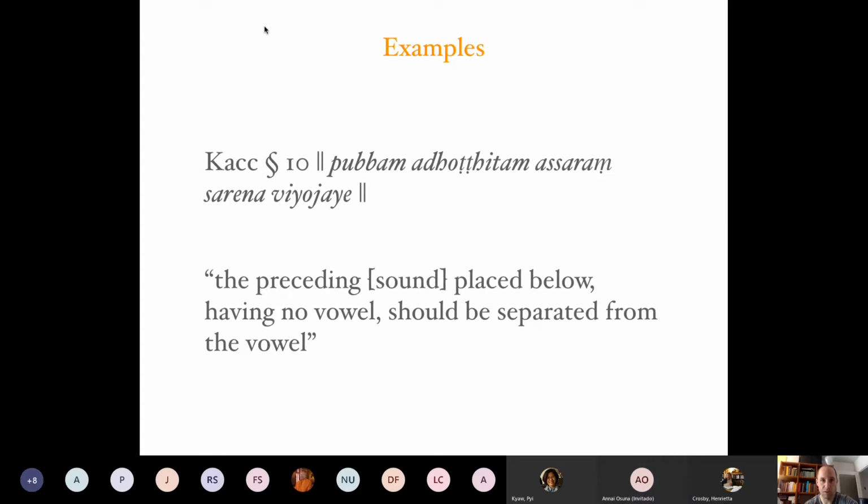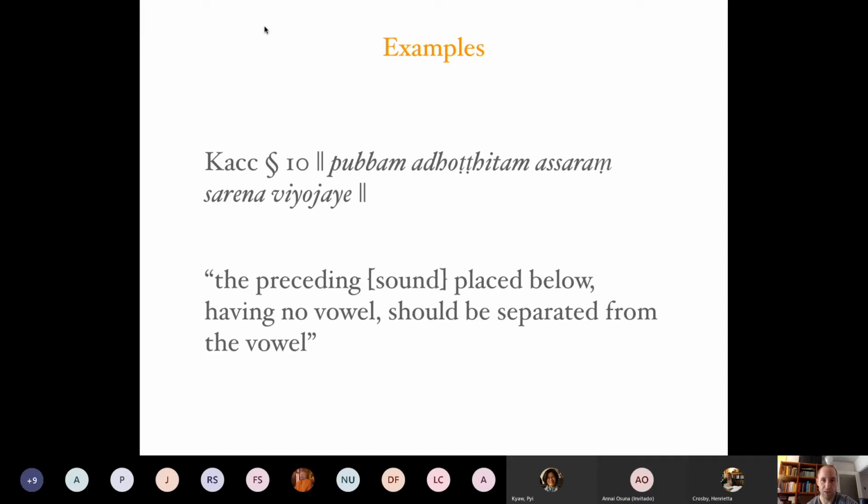Another important paribhasa is Kaccāyana number 10, that goes with number 11, as we will see. These are two rules that we couldn't see last day, but we are seeing them today. They belong to the first chapter of the Kaccāyana, Sandhi. And Kaccāyana 10 says, Pubbam adho ṭhitam assaram sarena viyojaye. This rule is interesting for many reasons, and one of them, as you can see from the translation, is that it seems to refer to writing practices.